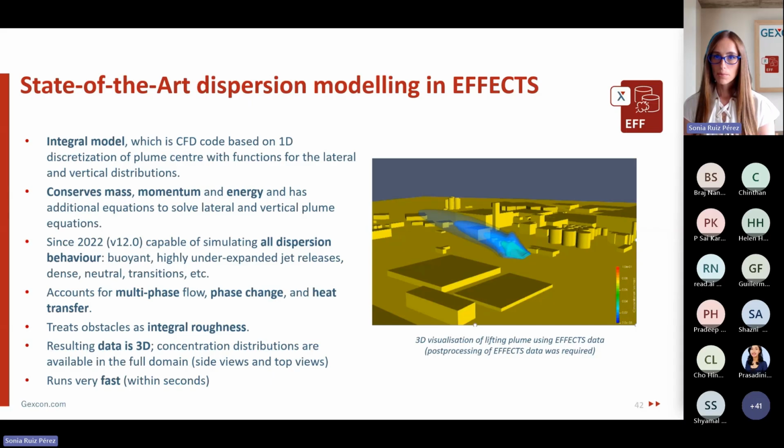So the entire thermodynamics of this dispersion process and all of the physics behind the dispersion are taken into account, including phase changes and heat transfer, treating obstacles as integral roughness. And we're talking about hydrogen in particular today, but this is also very important for other substances such as carbon dioxide, which is also very relevant for energy transition initiatives, as we have more and more initiatives on carbon utilization and storage.